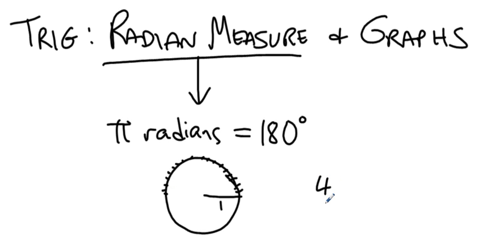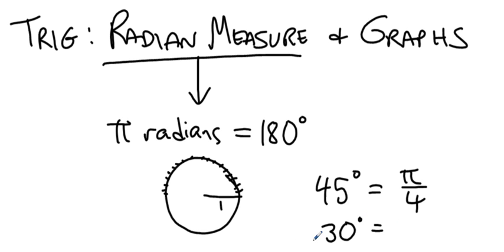So when we want to talk about 45 degrees, well, 45 degrees is a quarter of that, and so that's pi over 4. And then all your multiples of 45 degrees are multiples of pi over 4. Similarly, 30 degrees, well, 30 is 1/6 of 180, so 30 degrees is pi over 6 radians. And so every multiple of 30 degrees is a multiple of pi over 6. 150 degrees would be 5 pi over 6, and so on.